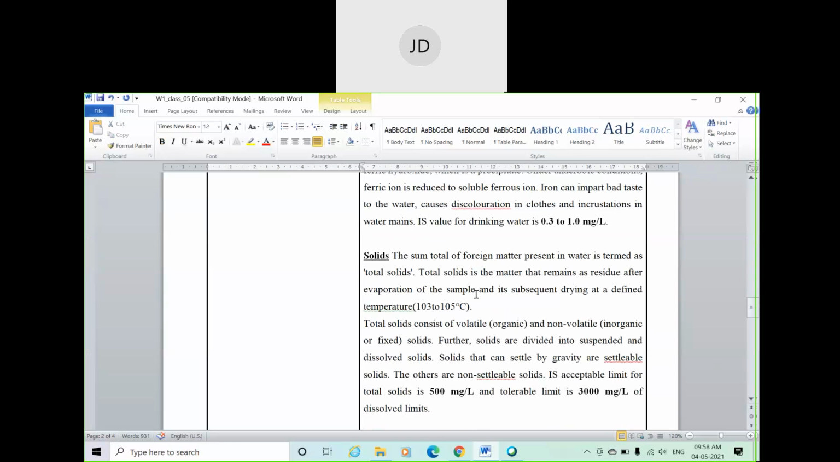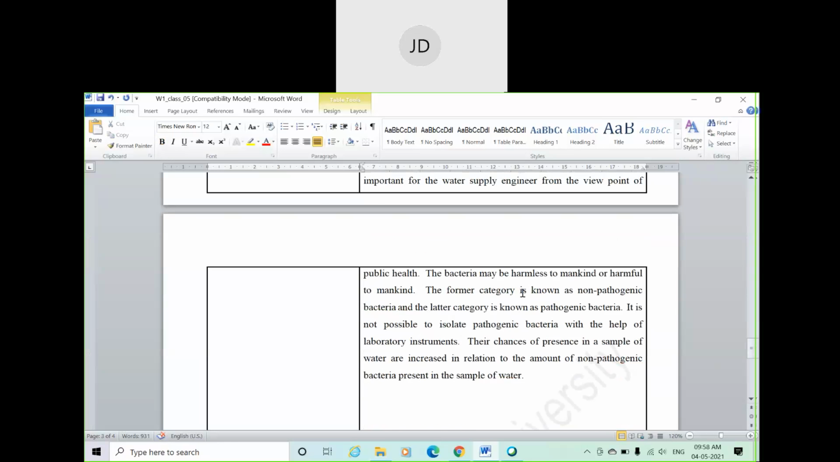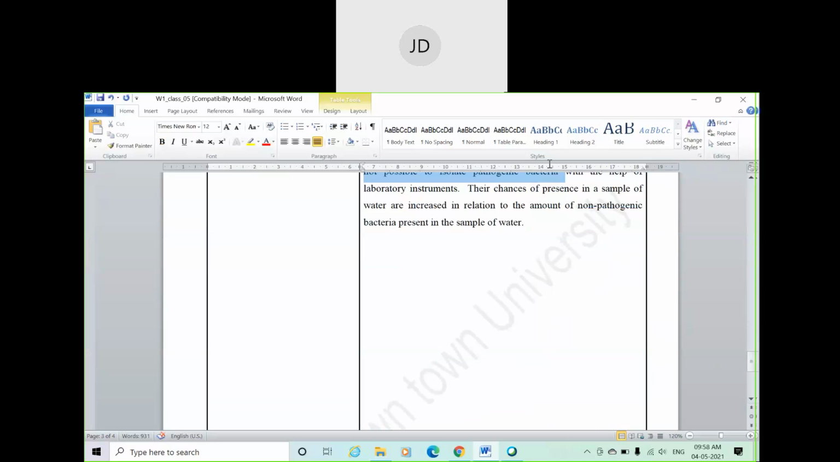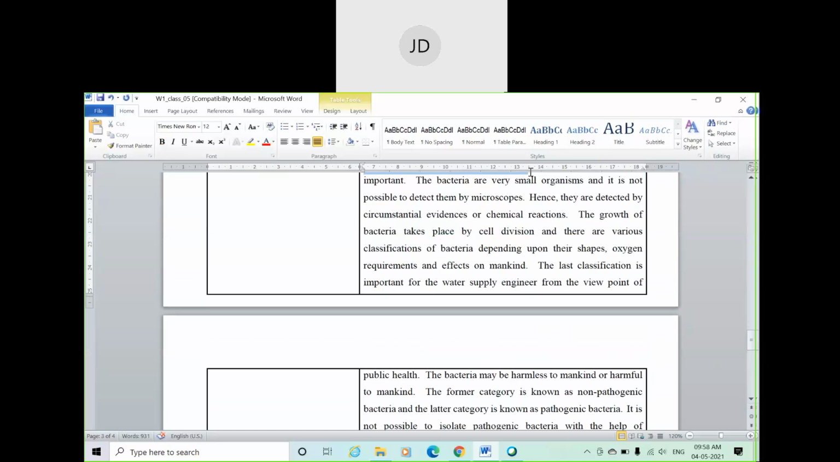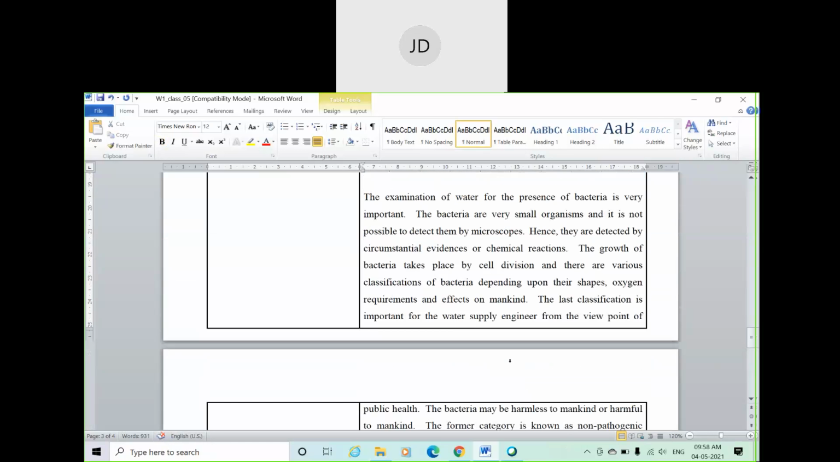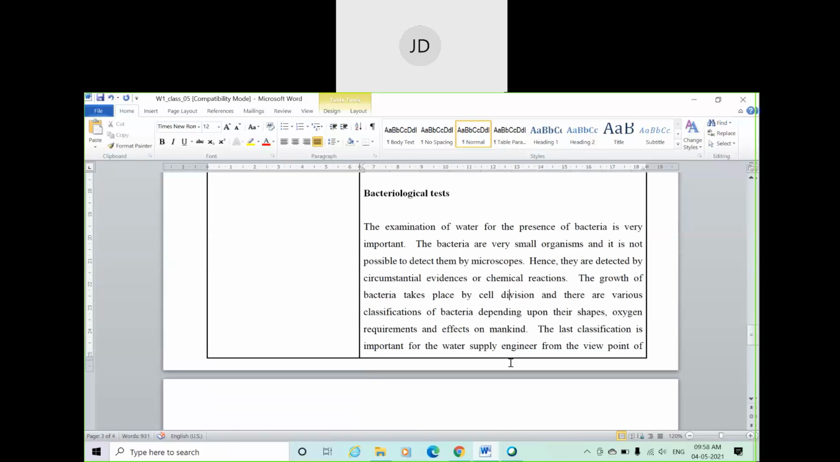So all these things are about today's class. One thing left behind is the bacteriological test, which you just read by yourself. A simple sentence is given here about why we need to go for a bacteriological test. That means for microorganisms present in water, we need to go for testing, and we need to identify the microorganisms by using a microscope. You just go through this paragraph.